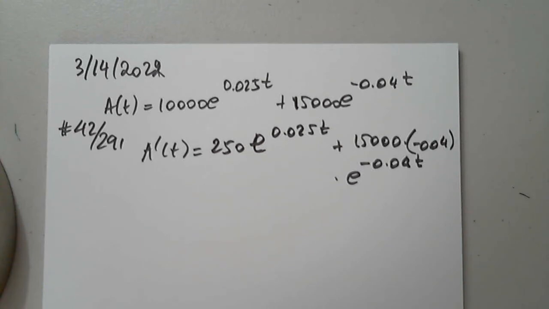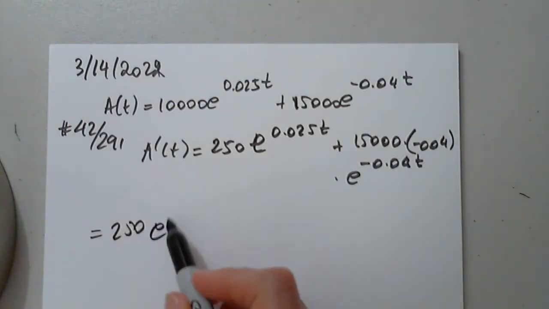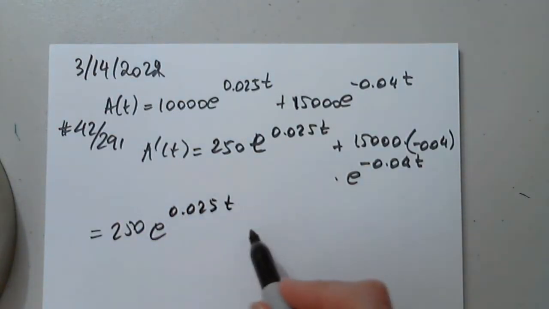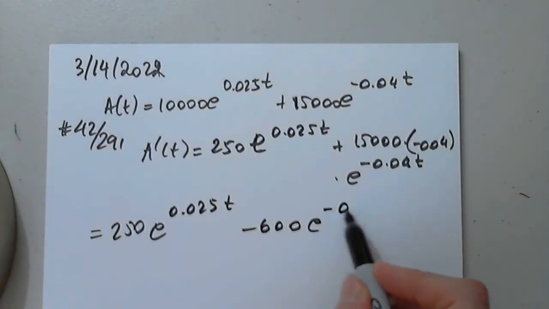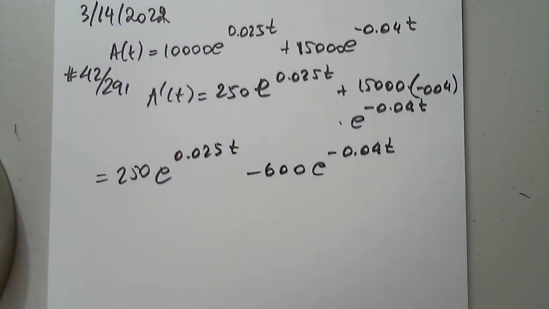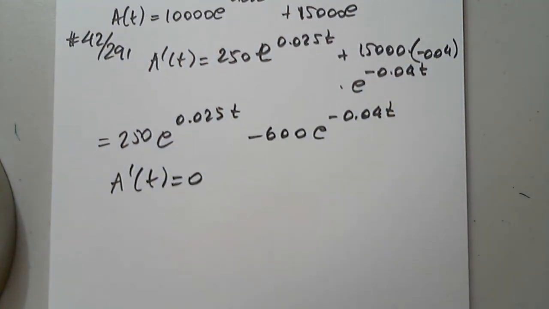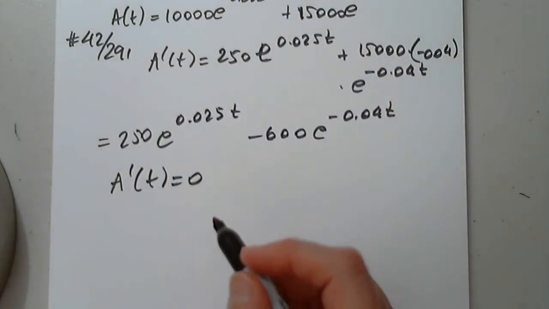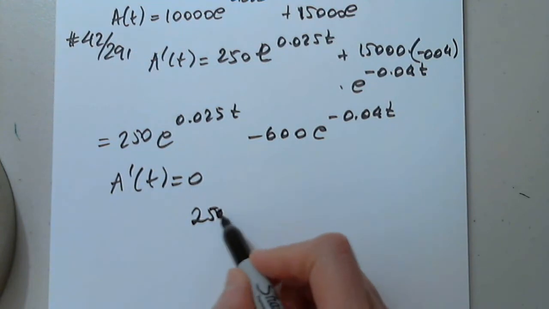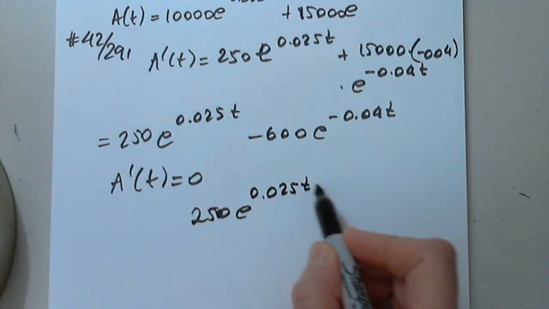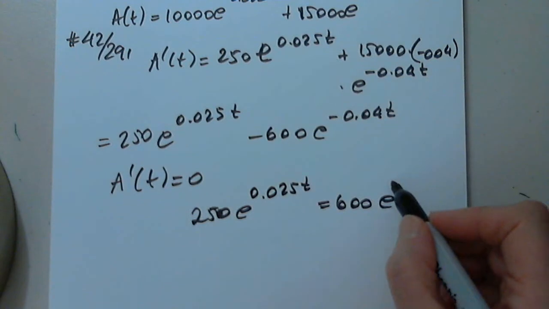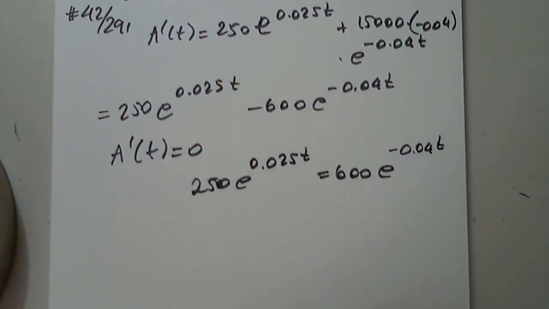Times 0.04. I need this number, it's 600. Okay. So this is 250 e to 0.025t minus 600 e to negative 0.04t. Good, so when we, oh, I see the difficulty. Okay, it's clear now. So when I set this equal to 0, I have 250 e to 0.025t equals 600. So the problem was in analyzing, simplifying this.